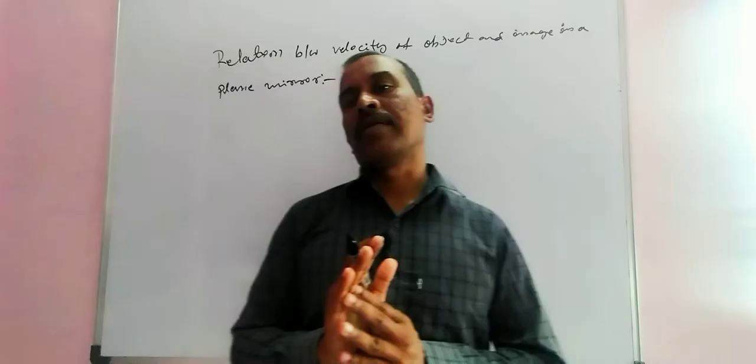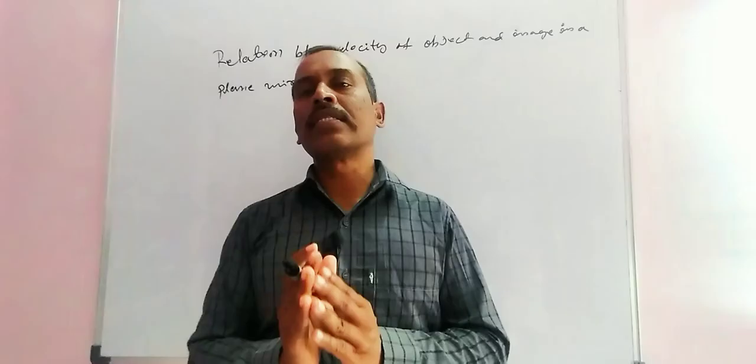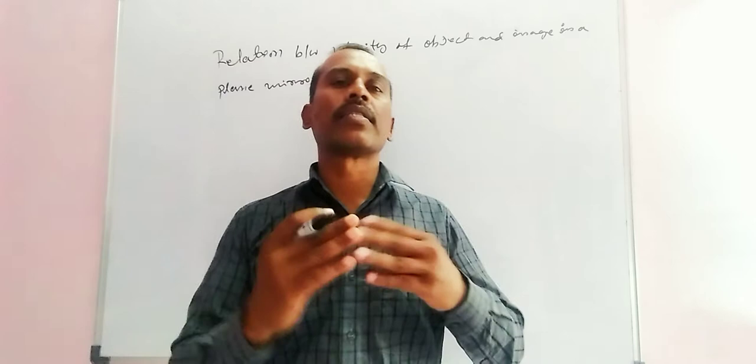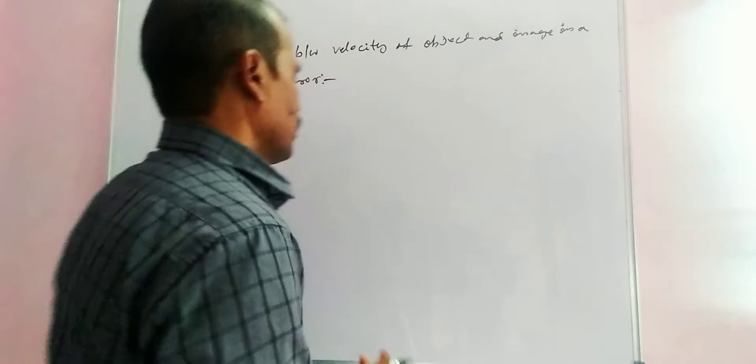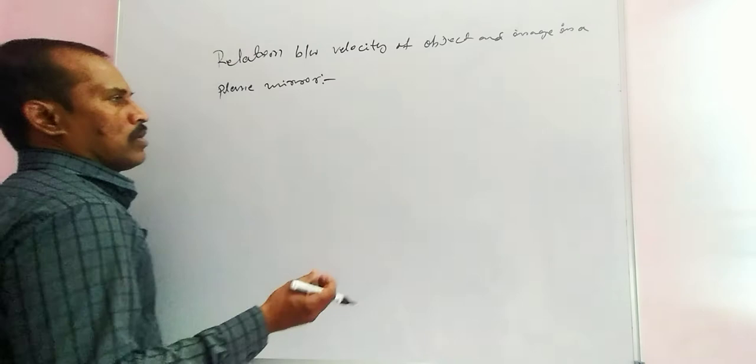The distance of the object is equal to the distance of the image. Here the plane mirror is constant. For example, first of all, here are three or four cases, individual examples, one example for each. Listen carefully here.